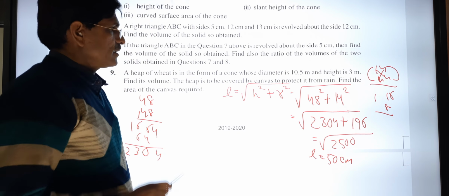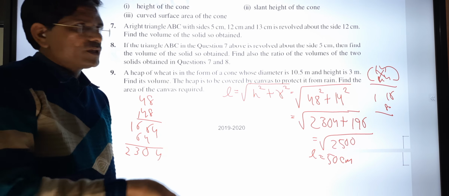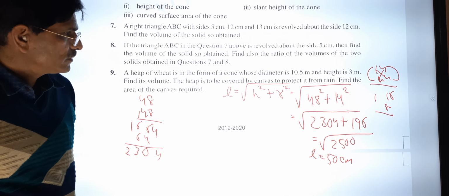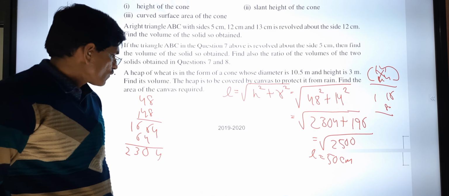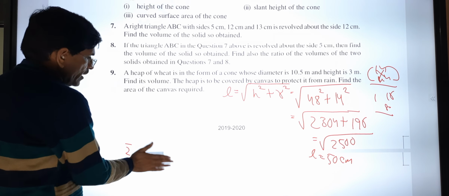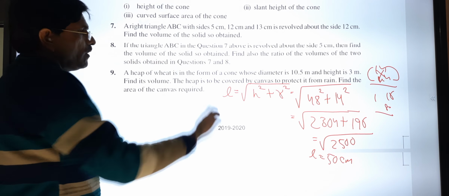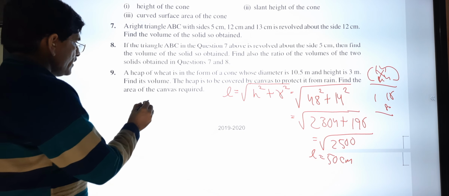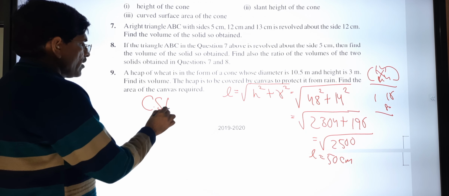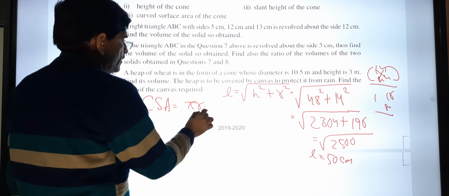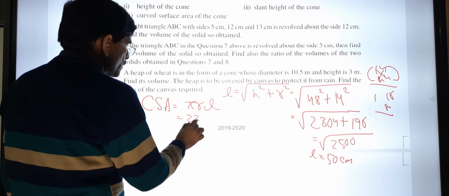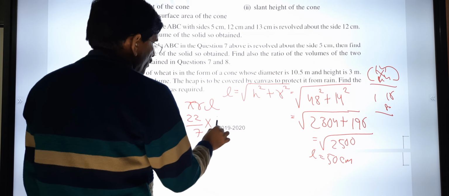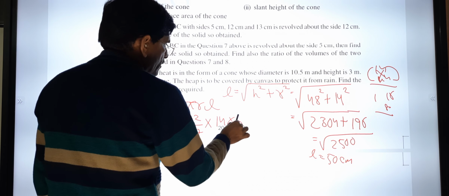So when the live lecture is there, you have to write everything whatever I describe on the board. So write it now. L is equal to 50 centimeter. Afterward, we put the value. Now the curved surface area of the cone, that we have to find out. So CSA of cone, that is pi RL. Value of pi, that is 22 by 7. Value of R, that is 14. And value of L, that is 50.